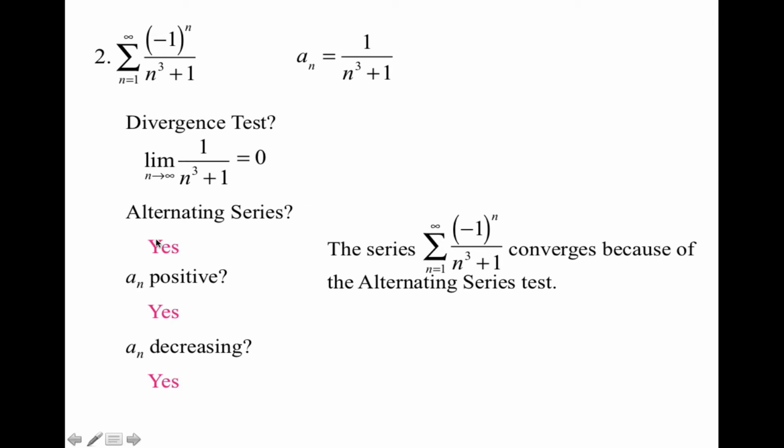Now when you're doing this, and at any moment in time you get a no to one of these, that means you need to go to a different test. Even though it may be an alternating series, if a sub n is not positive or a sub n is not decreasing, for both of those, you need to go to a different test.